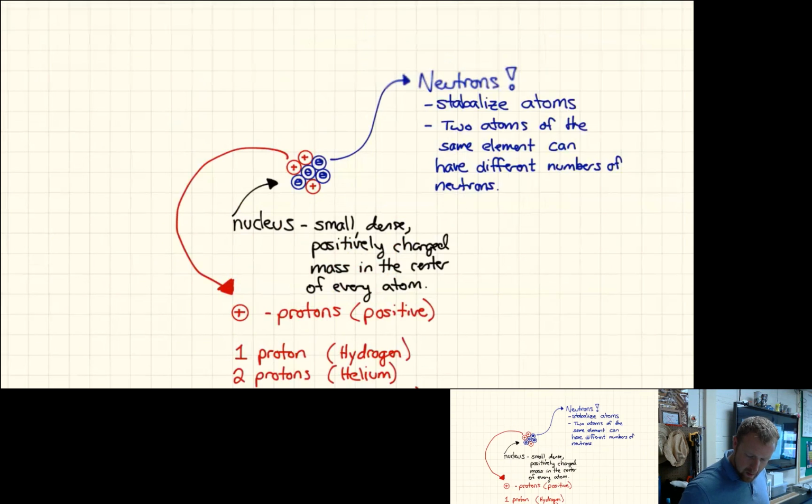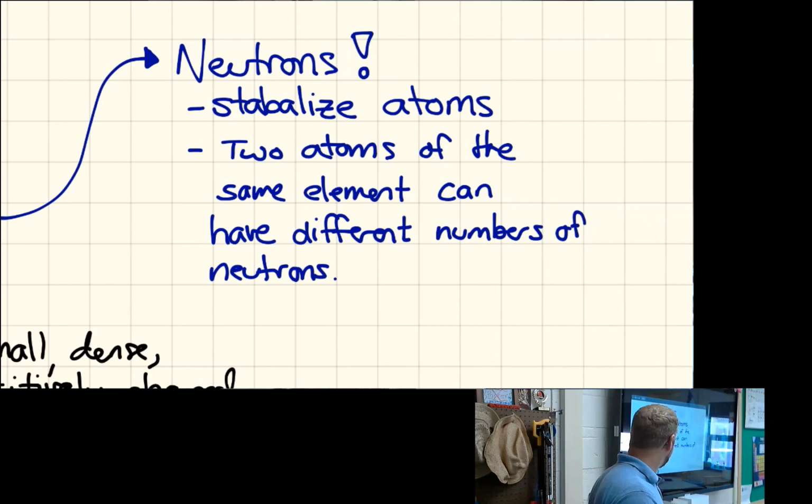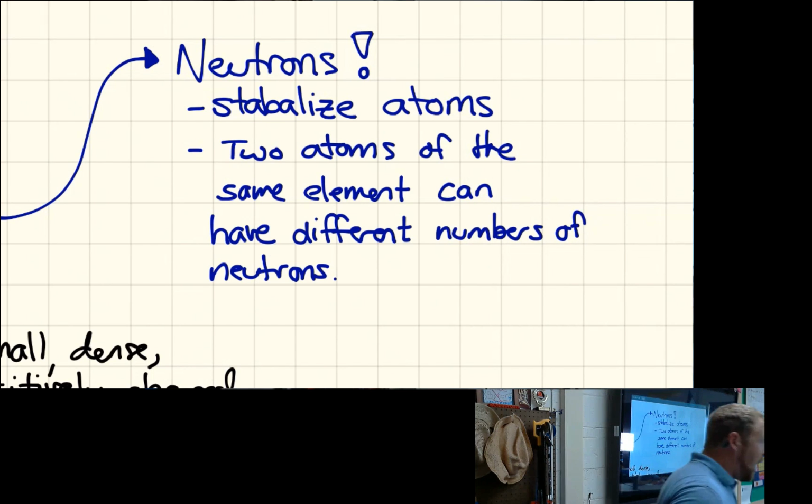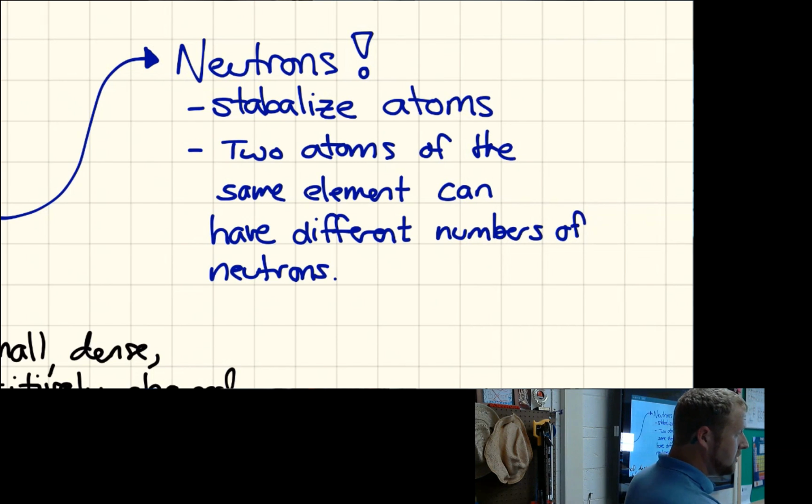All right. And neutrons, just for your own purposes, two atoms of the same element can have different numbers of neutrons. That's important. So like all carbon atoms everywhere have 6 protons. But you may have heard of carbon 12 or carbon 14. Carbon 13 is quite rare, etc. These are variations of carbon that have different neutrons. There are 3 different variations of hydrogen.